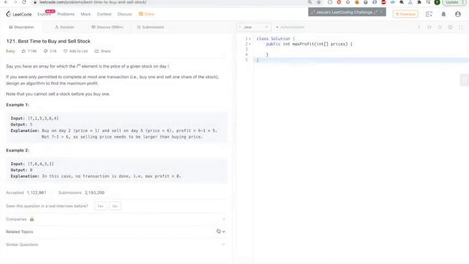Hello everyone. Today we'll be going over another Leetcode question called best time to buy and sell stocks. This is again a very frequently asked question, and we'll go through this one first and then a few variations of the same question. Let's go through the problem description.